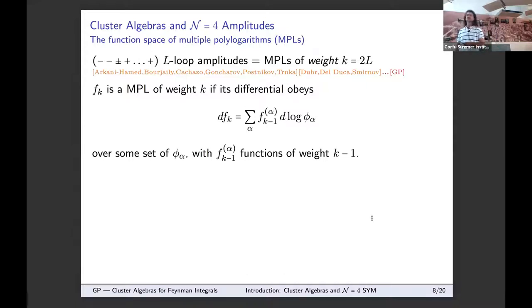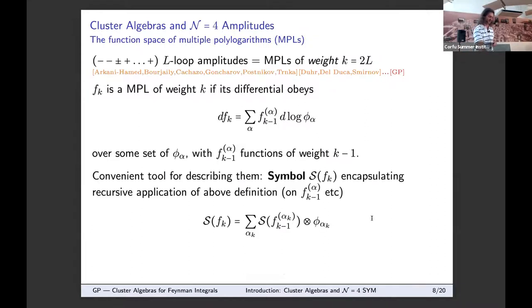And probably you may have seen this before, but MPLs are a generalization of logarithms or classical polylogarithms, and they're defined recursively by this differential. Such a function of weight k has a differential of this sort, where the important part here is that you strictly reduce the weight by one. So a logarithm, of course, is part of this class where this f is weight zero, namely rational functions, and the dilogarithm as well.